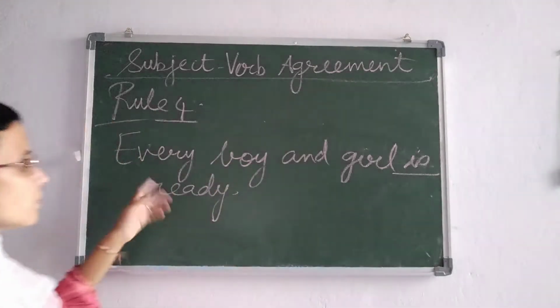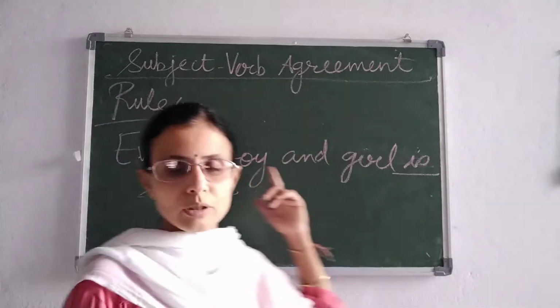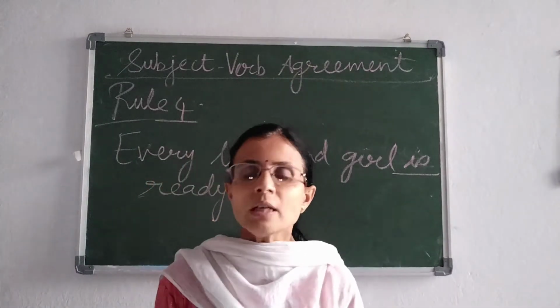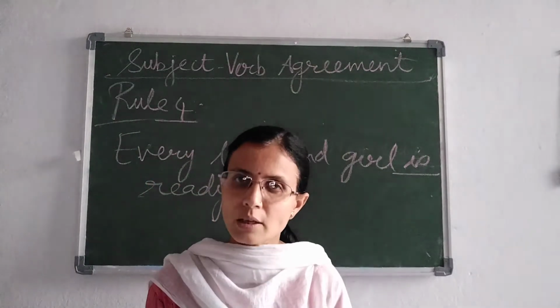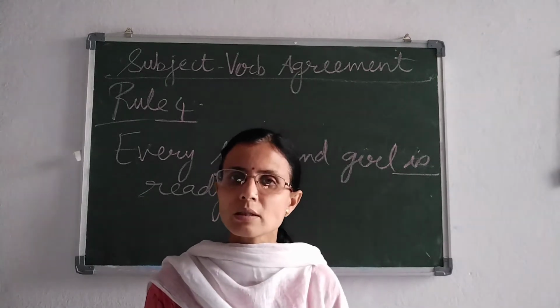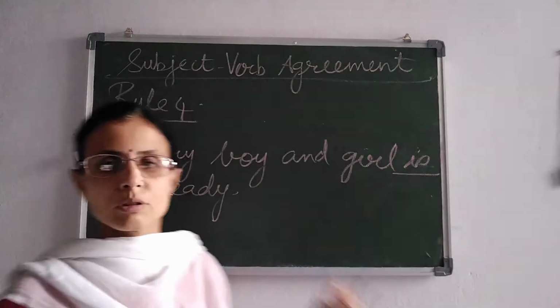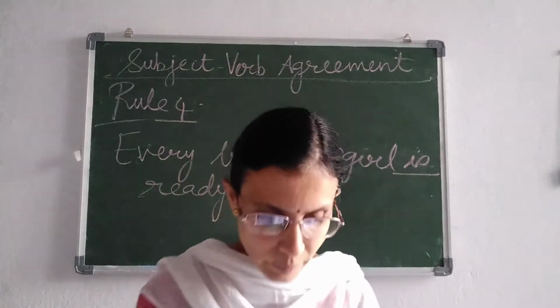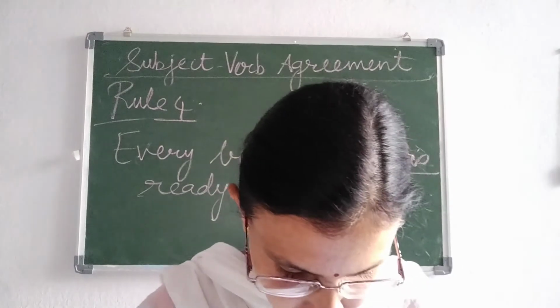The rule is, if before the subjects you are using each and every, then it means the subject is singular, and since the subject is singular, the verb will also be in singular form. That's why we are using is. Now come to the next rule.